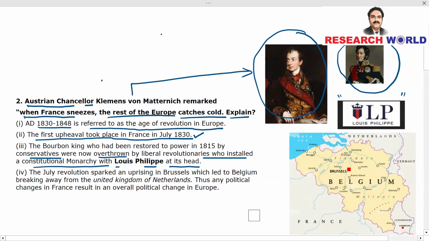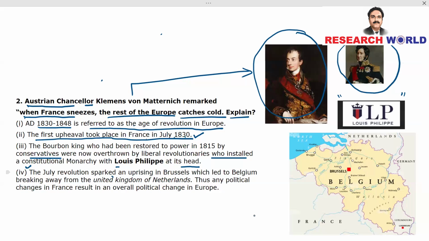Okay, now let's continue. Fourth point, the July Revolution, that is the July 1830 upheaval in France, sparked an uprising in Brussels. Brussels is the capital of present-day Belgium. Okay, and the July Revolution sparked an uprising in Brussels. You can see that this is Germany, and this is the United Kingdom of Netherlands, and here is France, and this is Belgium. All right, and Belgium with the capital Brussels.